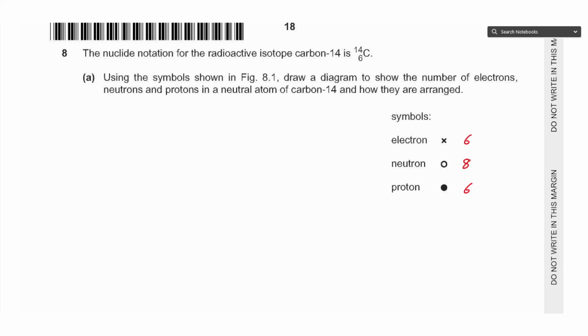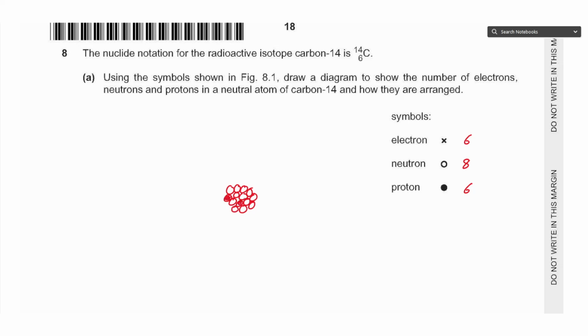So we draw 8 neutrons and 6 protons in a nucleus. So we have something like this: 1, 2, 3, 4, 5, 6, 7, 8 neutrons, 1, 2, 3, 4, 5, 6 protons, and we randomize the shading.